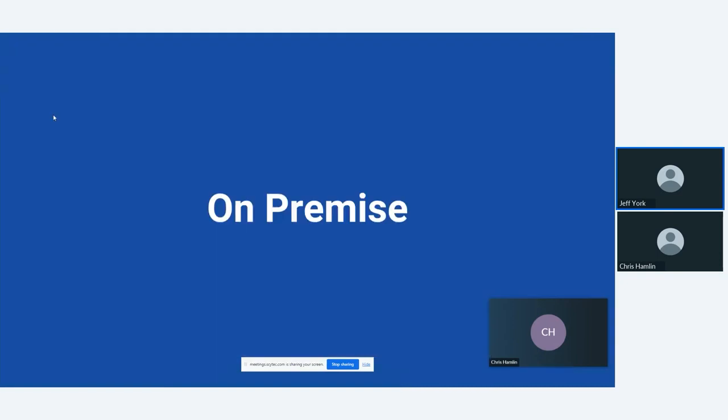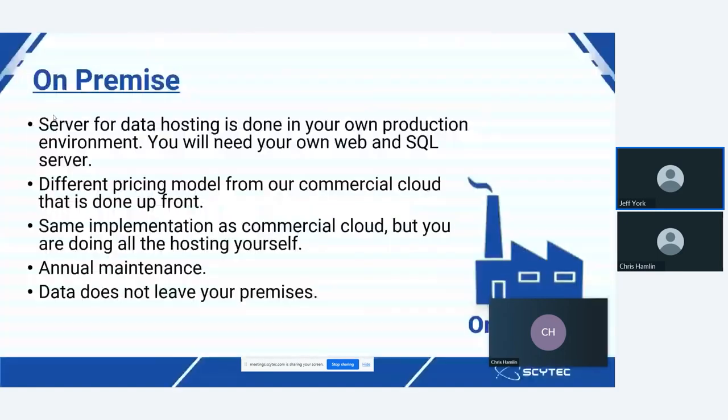So first up that we are going to discuss is the on-premise deployment type. The on-premise deployment type can basically be summed up as a deployment type for Scytec DataXchange machine monitoring, where the data that is collected and stored off of your machines will not leave your physical production environment. The way that this happens is that the server for the data hosting is done inside your own production environment, and you will need to provide your own web and SQL server.